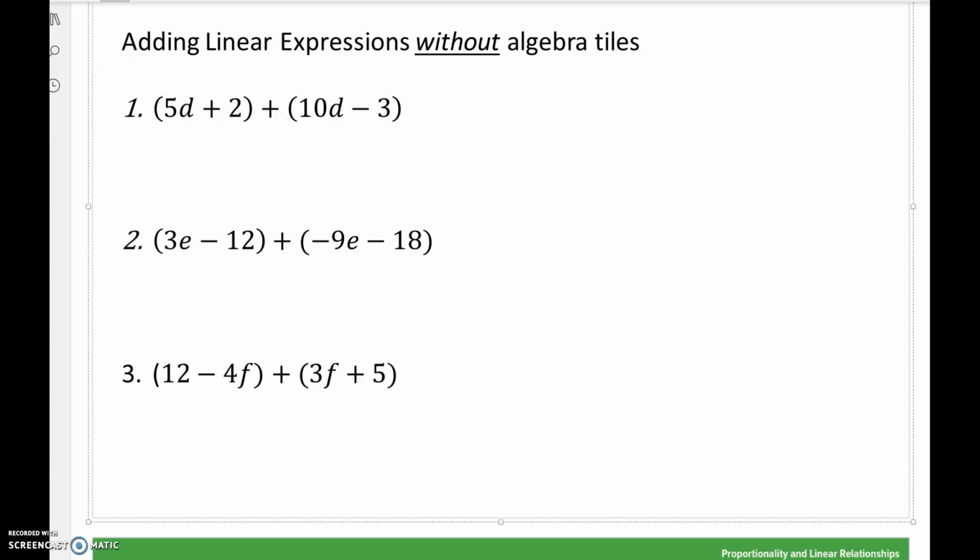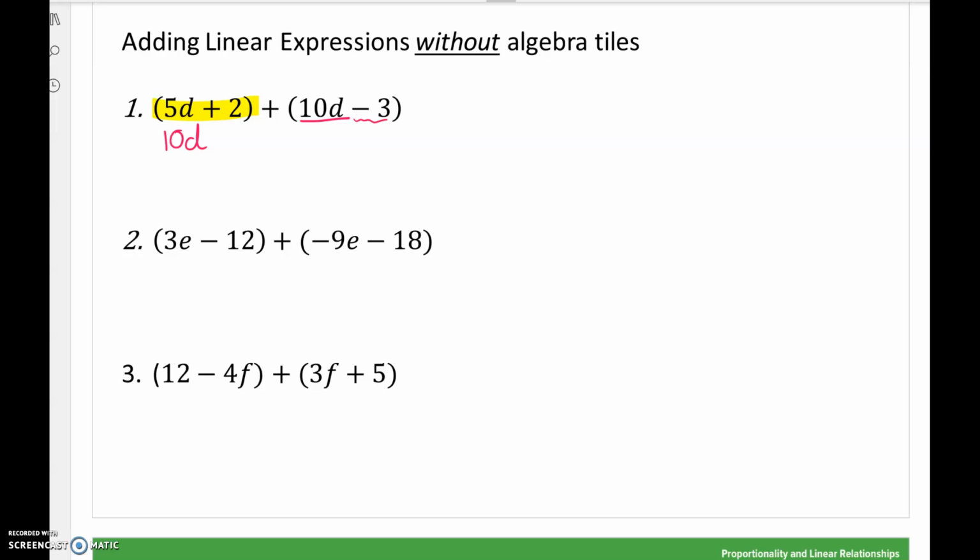So we want to be able to understand how to use the algebra tiles, but also how to do it without the tiles, so we can do bigger or not whole numbers and stuff like that. Okay, so one way to do it is just set it up kind of like a vertical addition problem. So we keep our first term just the same. I'm just going to leave 5D plus 2. Then I'm going to take my other terms and match them up with my like terms. So 10D I know gets to combine with 5D, so I'm going to put 10D underneath there.